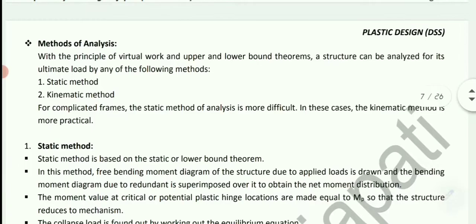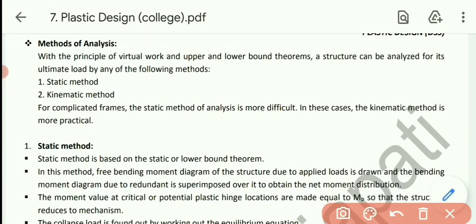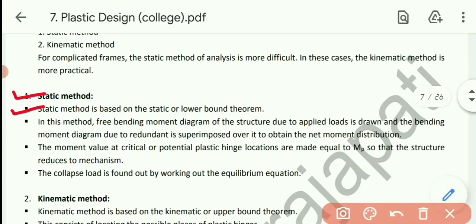There are basically two methods of analysis. With the principle of virtual work of the upper and lower bound theorem, a structure can be analyzed for its ultimate load by any of the following methods. Two methods are there: the static method as well as the kinematic method. Talking about the static method, let me give you an overview.